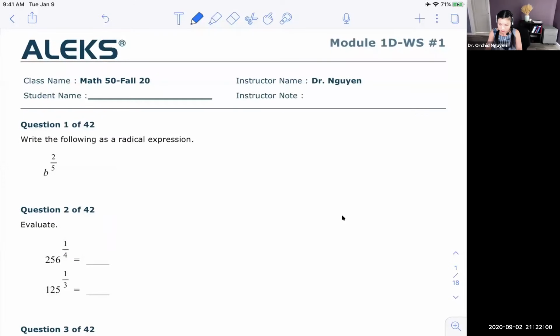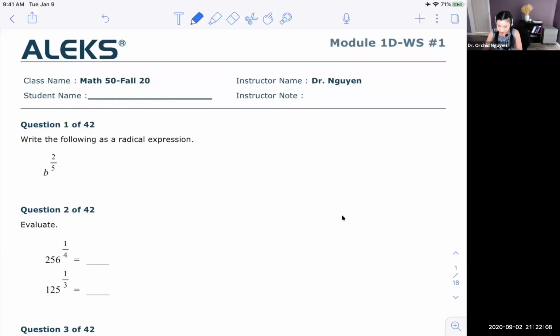Class, for this module, we're going to talk about radical and rational exponents. So make sure you remember how to convert back and forth between the two forms. Okay, so I want to show you the first problem. You see we have rational exponents right here. Now we want to change it to a radical expression.